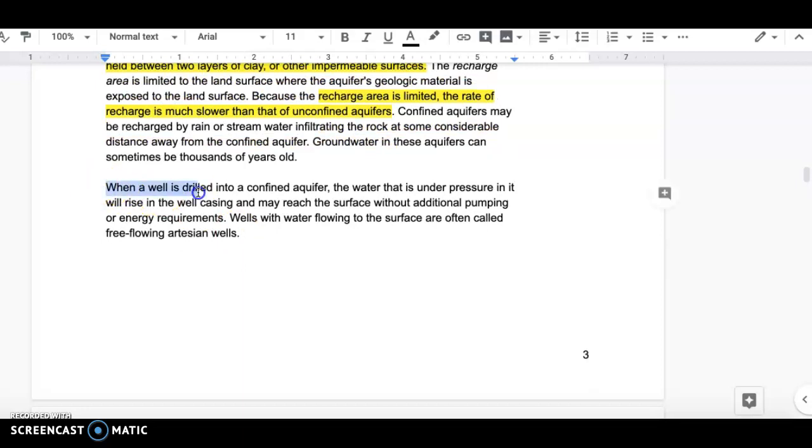And when a well is drilled into a confined aquifer, the water that's under pressure in it will rise in the well, in the well casing, and reach the surface without any additional pumping or energy requirements. So wells with water flowing to the surface are often called free-flowing artesian wells.